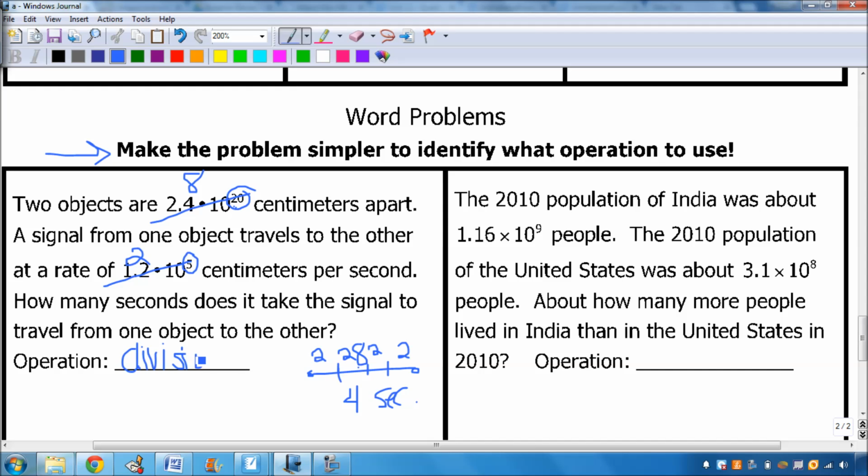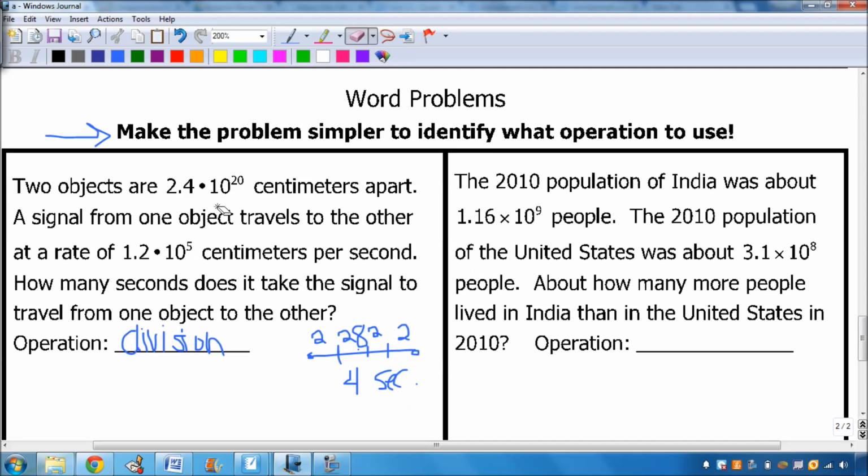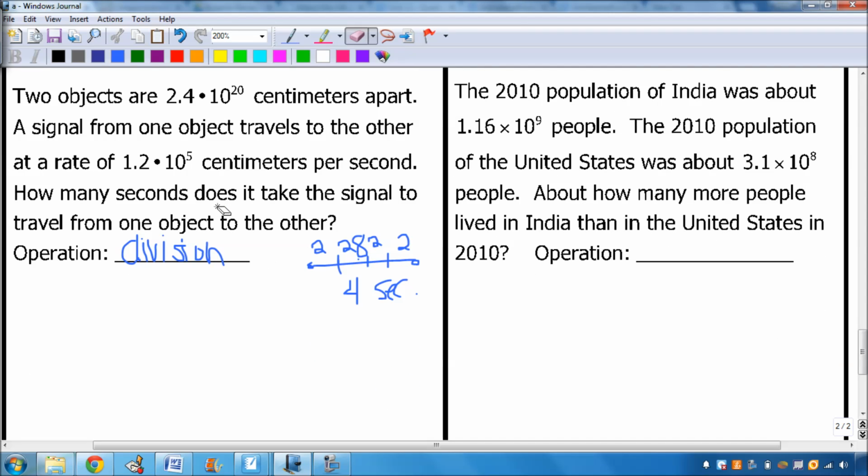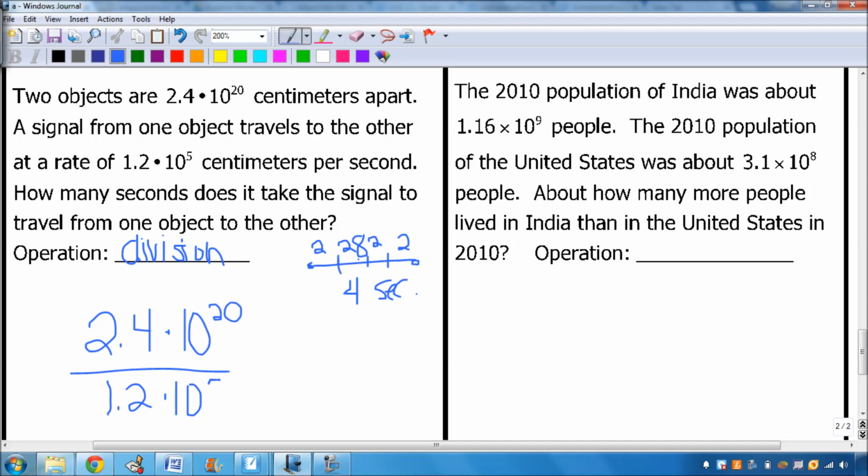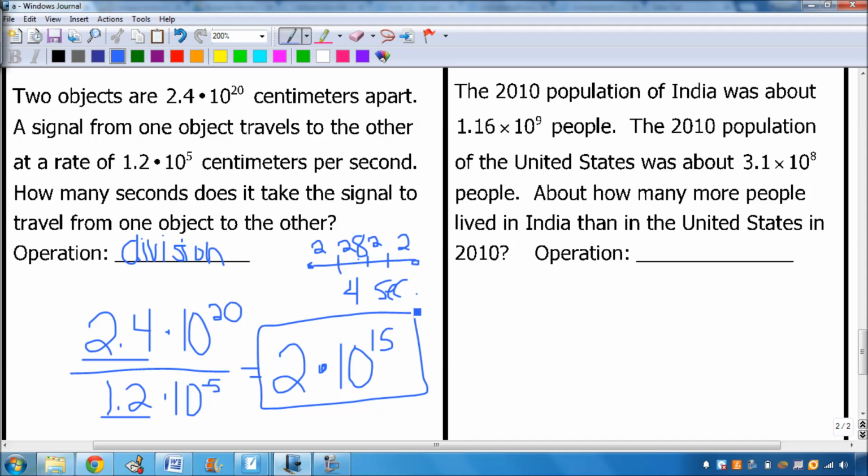So once you identify what the operation is, now you can go ahead and do your division. So let's go ahead and do our division. So this means that I'm going to have to do 2.4 times 10 to the 20th power over 1.2 times 10 to the 5th power. And when I divide 2.4 by 1.2, 1.2 goes into 2.4 2 times, and then you just subtract your exponents. So it's 2 times 10 to the 15th power, okay?